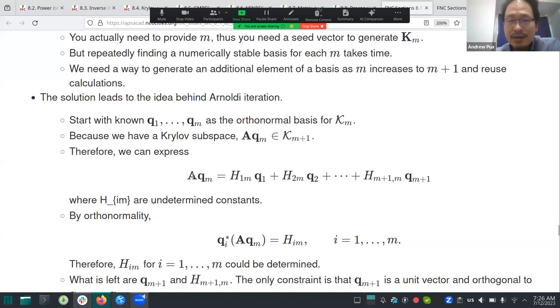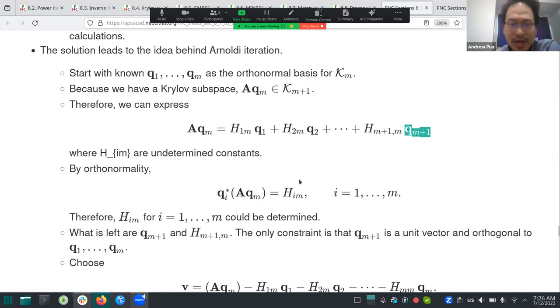You know A, you know QM, you know Q1 up to QM, and the target is to find Q(M+1). So if you want to find Q(M+1), you also need to know what H1M, H2M until H(M+1)M is going to look like. So how do you do that?